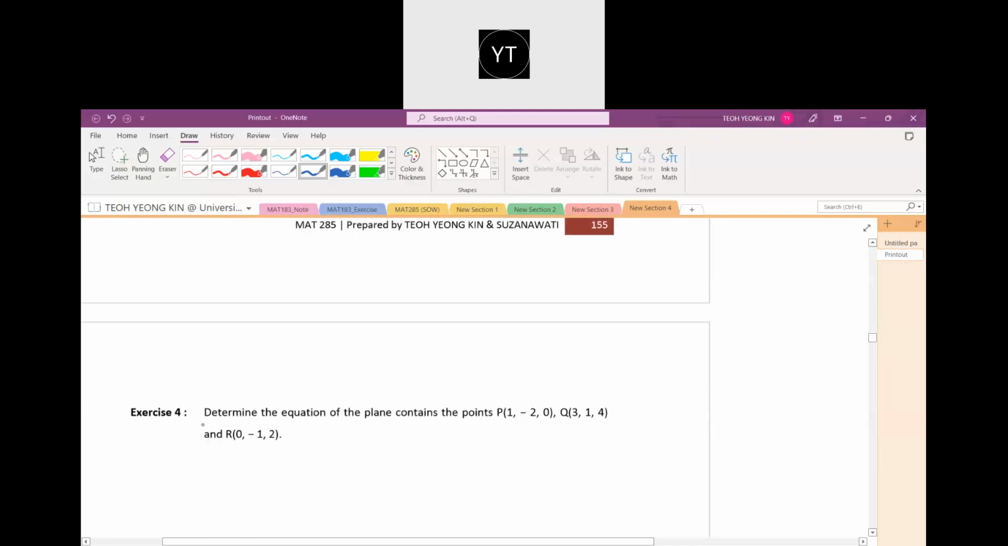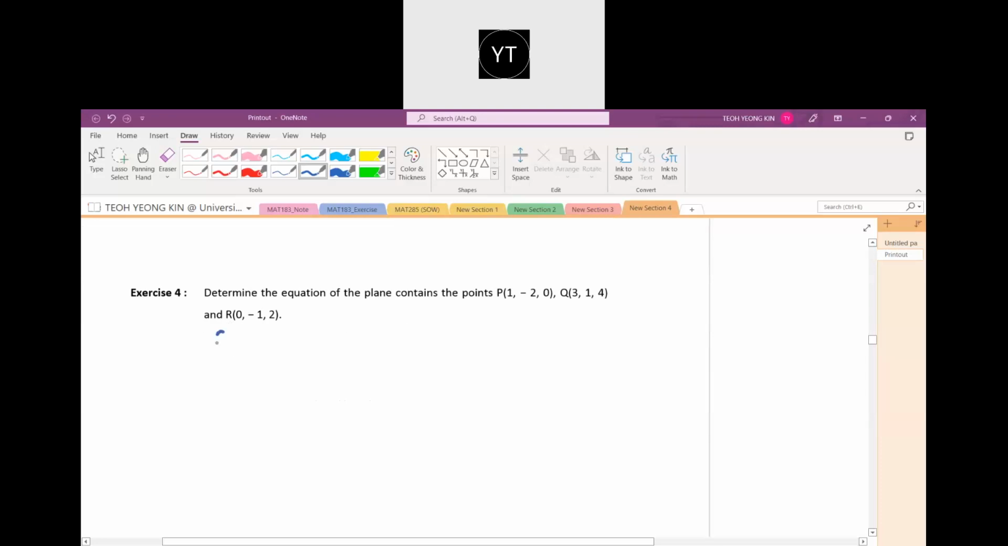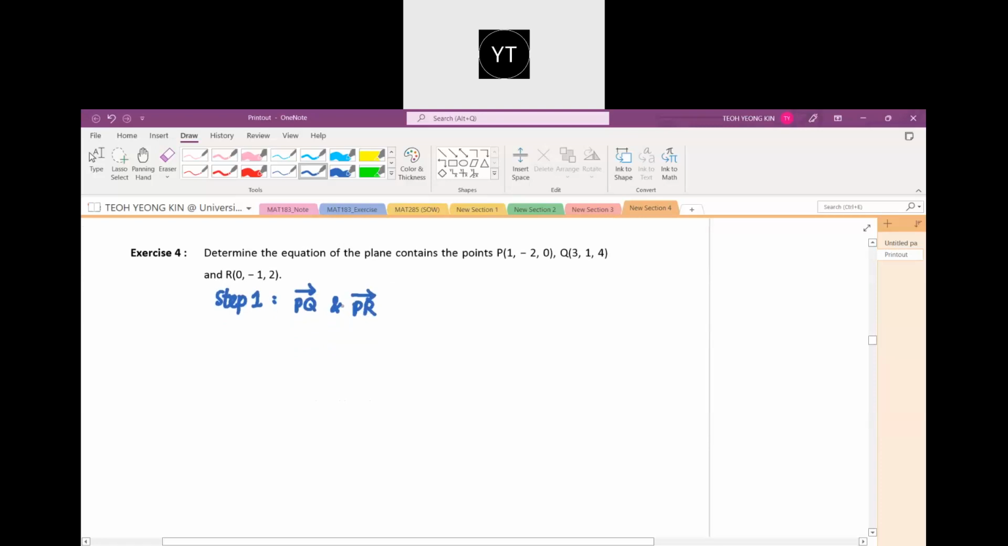So, again, determine the vector and the equation of the plane containing the points P, Q, and R. What is our first step? If you still remember, we will find the vector PQ and the vector PR. So this is our first step. Find the vectors PQ and PR.